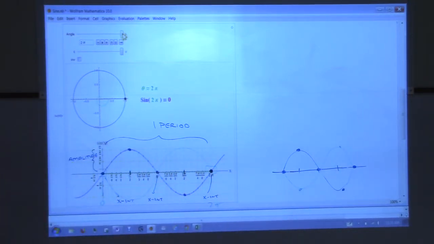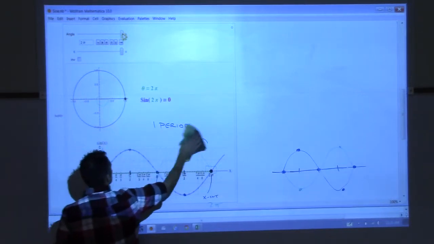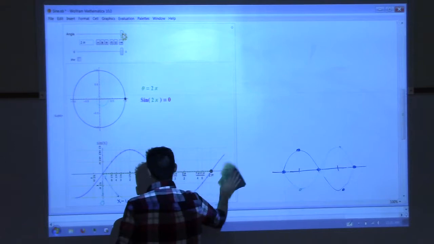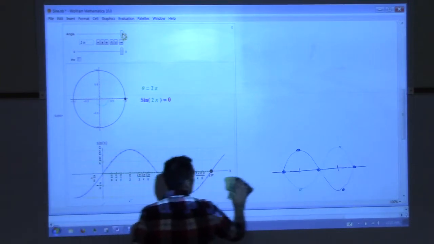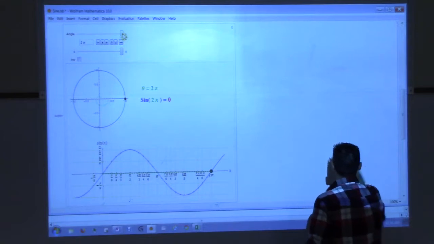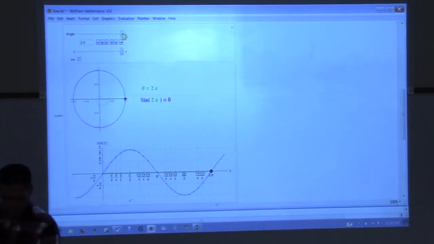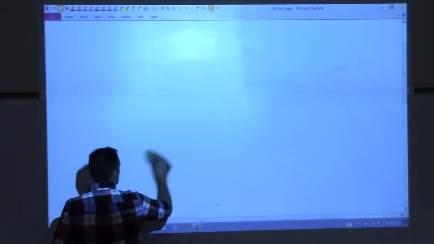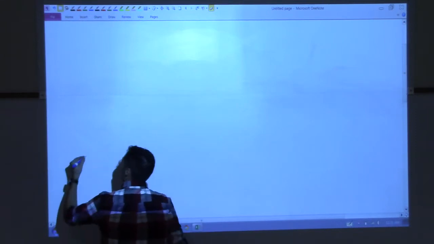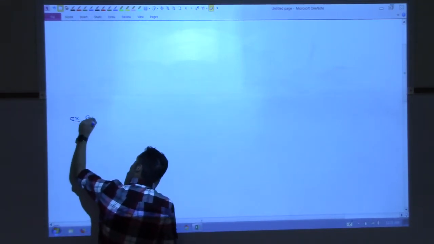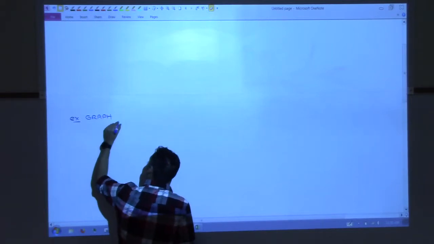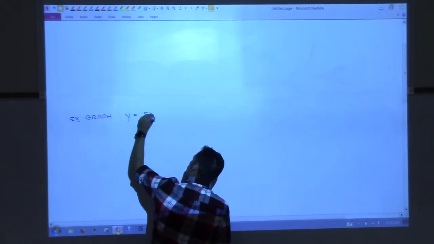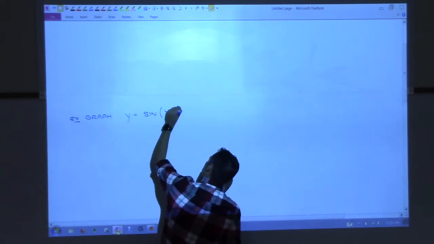All right. Let's try and graph a sine function now, all right? It's not going to be a basic cookie cutter one anymore. And then we'll get to cosine in a little while. So this is our first example. I would like for us to graph y equals sine of 4x.